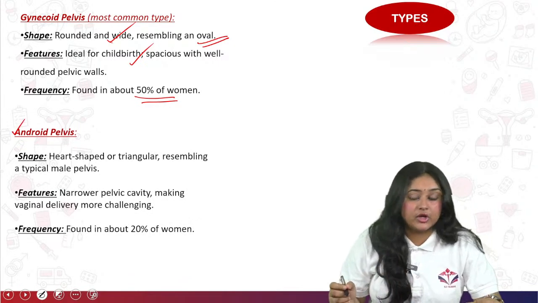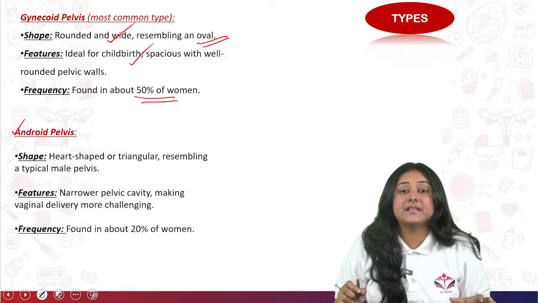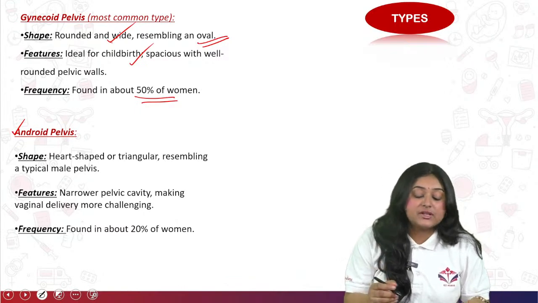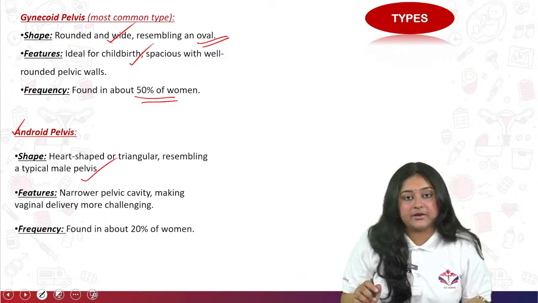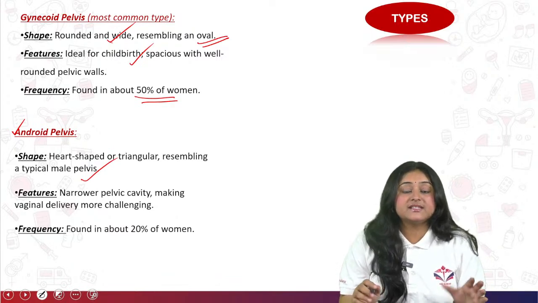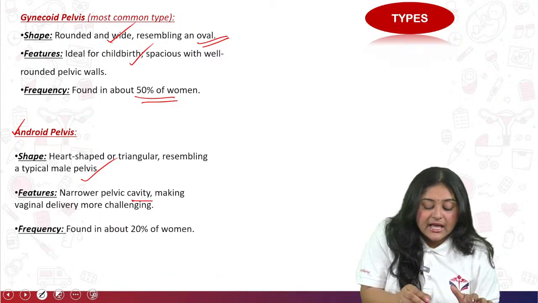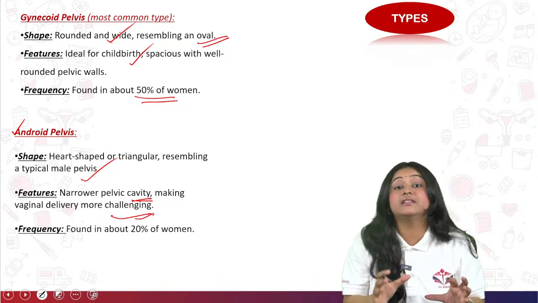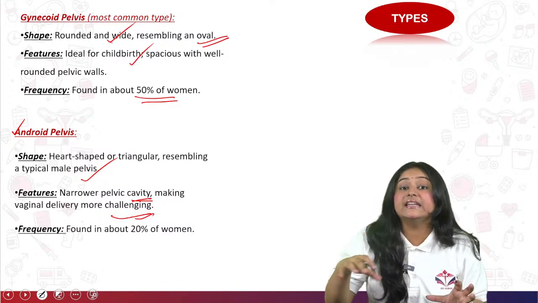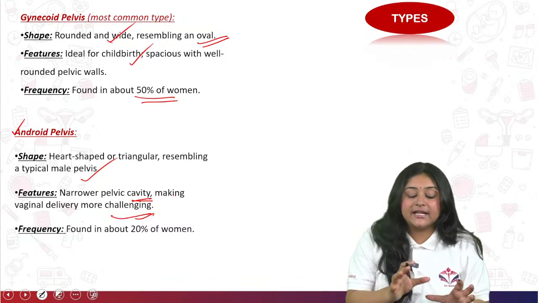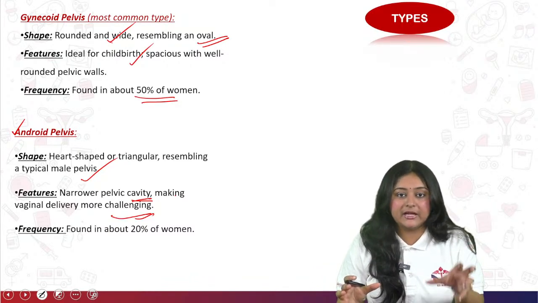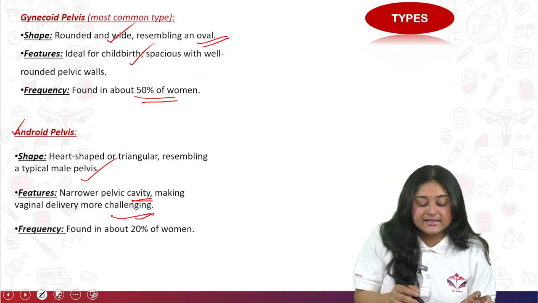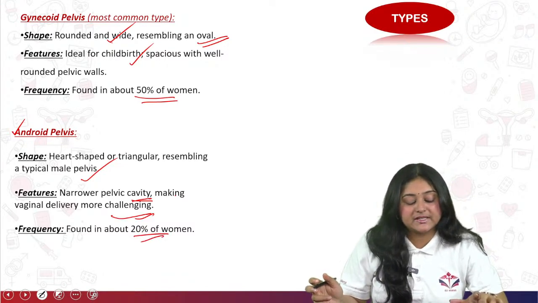Now come to the android pelvis. The android pelvis shape is a heart-shaped or triangular structure, resembling a typical male pelvis. So what are the features? It has a narrowing pelvic cavity, making vaginal delivery more challenging. If the fetus is not in a well-being condition, then at that time we have to shift the mother with this kind of pelvis to an emergency LSCS. The frequency is found in a minimum of about 20% of cases.